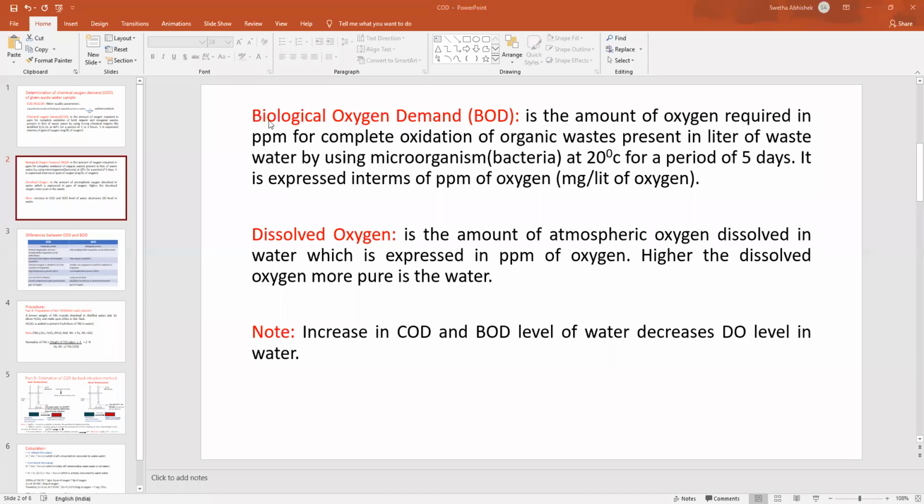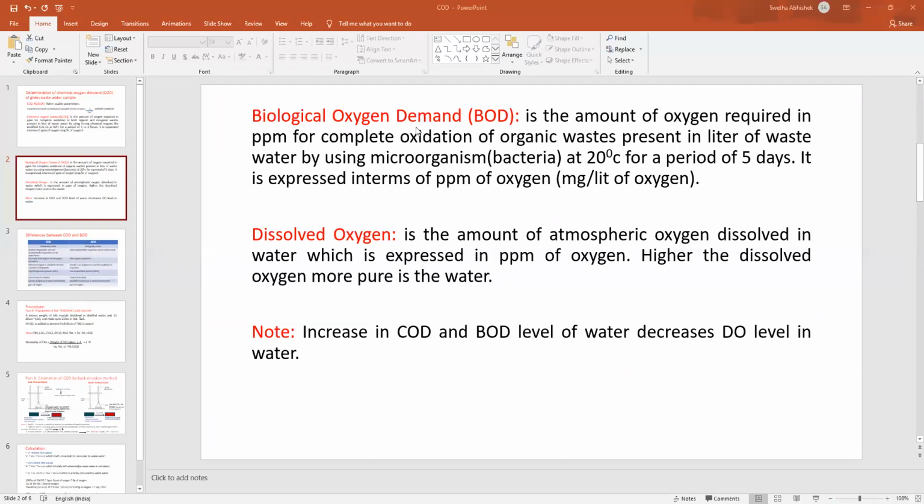Now, what is this BOD? BOD is biological oxygen demand. Biological indicates it is a biological process, which is defined as the amount of oxygen required in ppm for complete oxidation of only organic waste present in a liter of wastewater by using microorganisms, such as bacteria, at a temperature of 20 degrees Celsius for a period of 5 days.